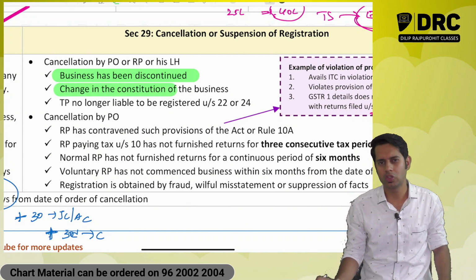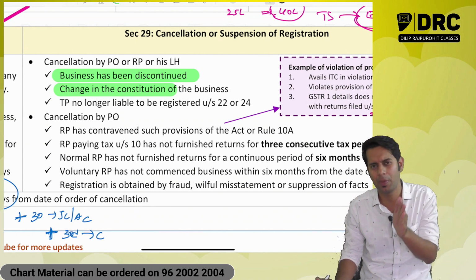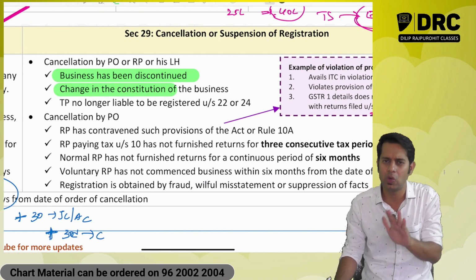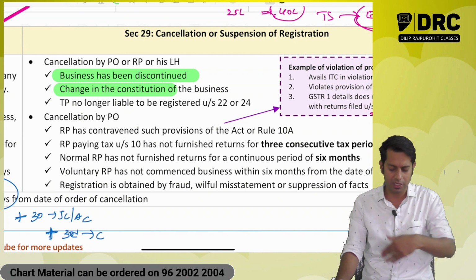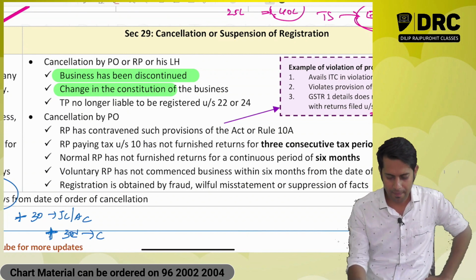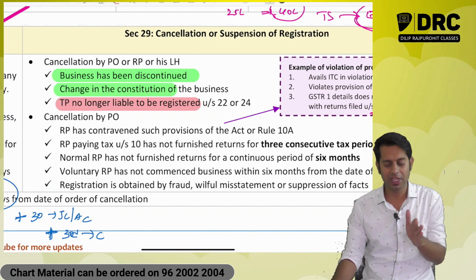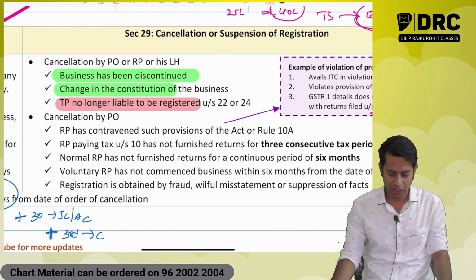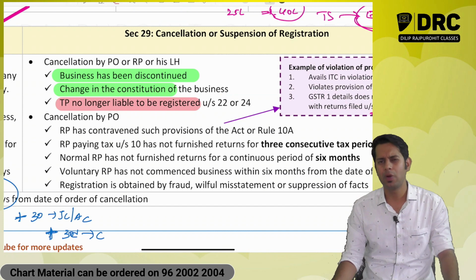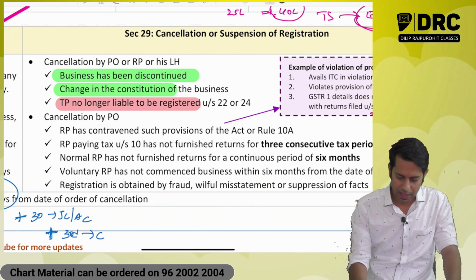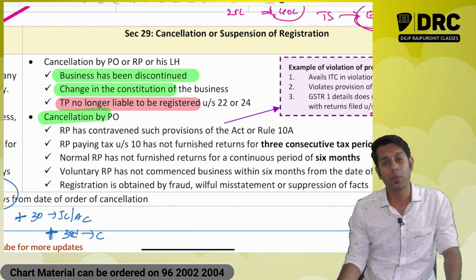If there is a change in constitution of business, such as conversion of a partnership to a private limited company, or private to limited company, or a sole proprietorship to a partnership firm, then whenever there is a change in constitution, I will have to cancel my old registration. Or if I am no longer liable to take registration under GST law, I can cancel my registration. Then cancellation by proper officer.